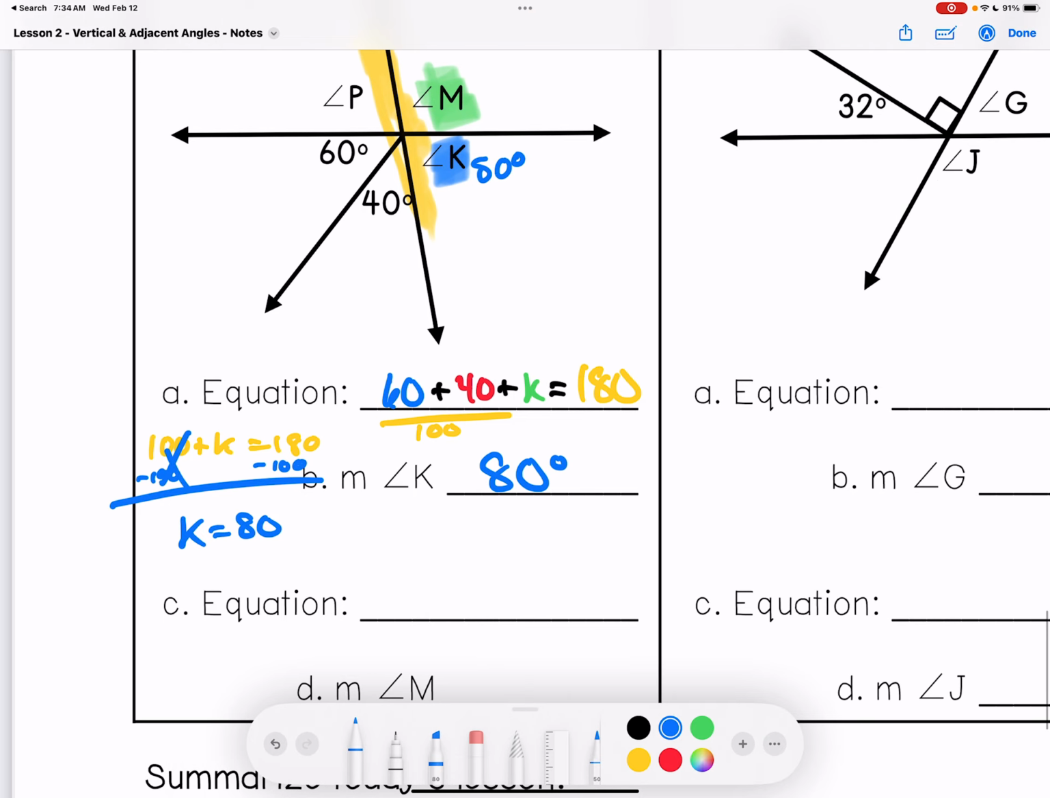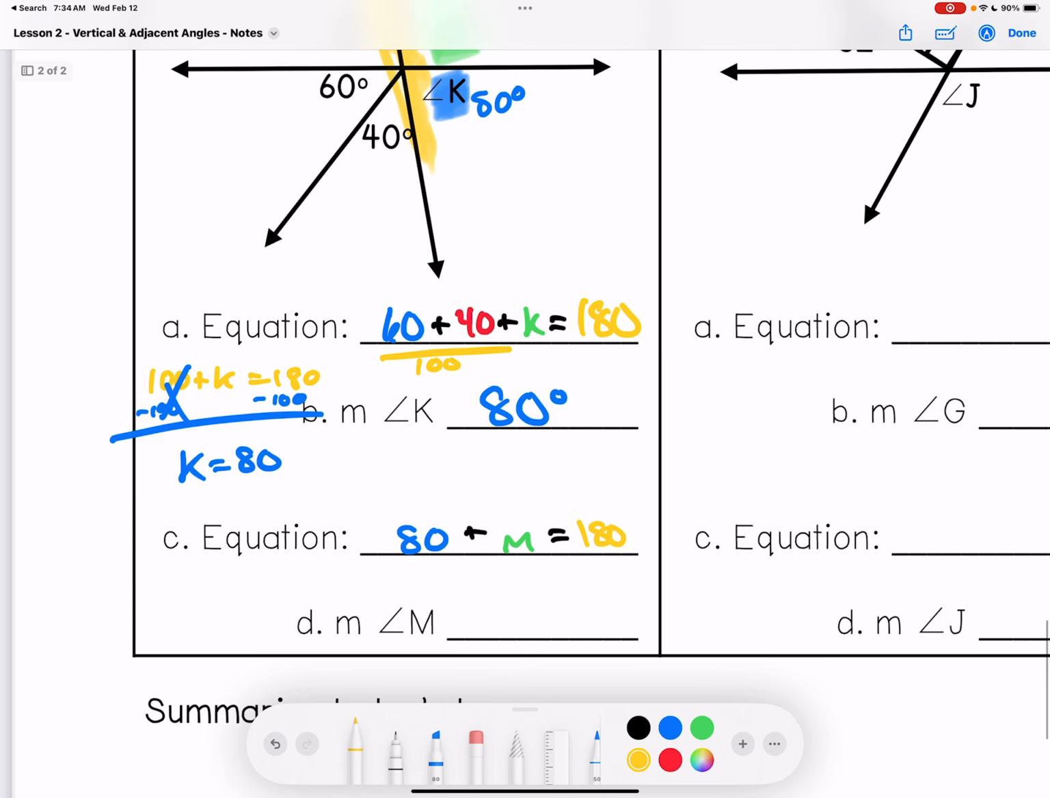I would do K plus M equals 180. And then just subtract 80 from both sides, excuse me. And you're left with M equals 100 degrees.